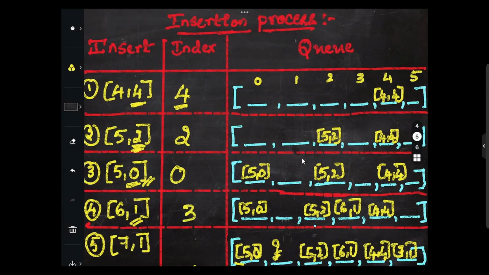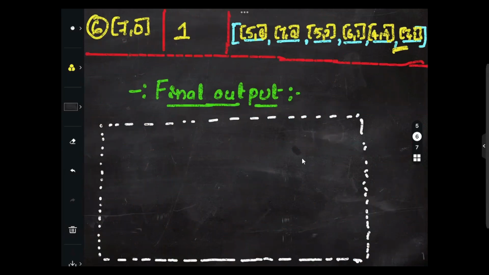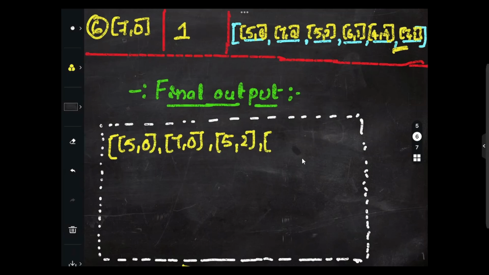So we saw the insertion process here. This one was at index 3, this one was at index 5. Finally, this was at index 1. So the final output that we got here is this one. First one is 5, 0. Second one is 7, 0. Third one is 5, 2. Fourth one was 6, 1. And fifth one is 4, 4. And the final one is 7, 1.